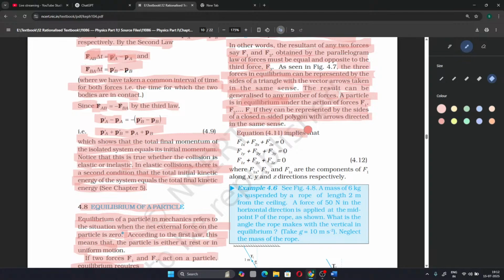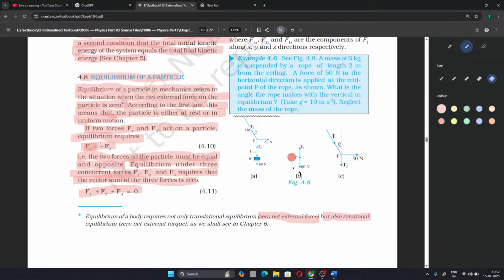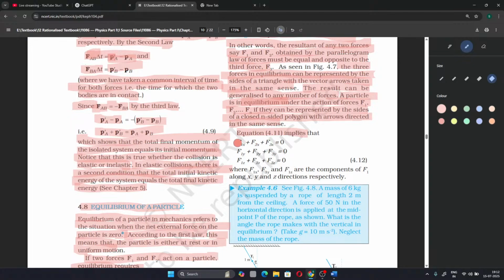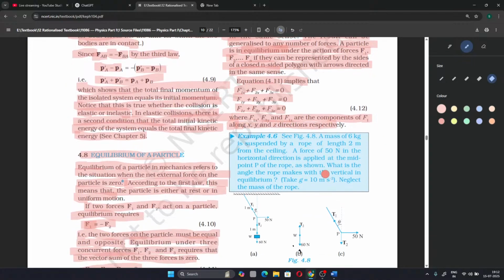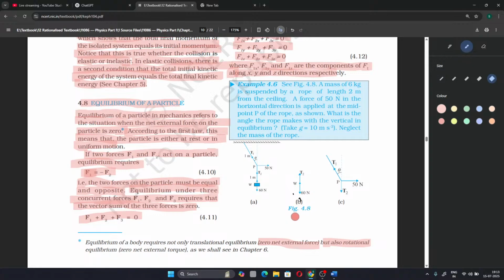Equation 4.11, which is basically F1 plus F2 plus F3 equals 0, implies that F1x plus F2x plus F3x, the forces in the x direction, the y direction, and the z direction, should all sum to 0 when the vector sum is done, where F1x, F1y, and F1z are the components of force F1 along x, y, and z directions respectively. See figure 4.8, this is the figure here.